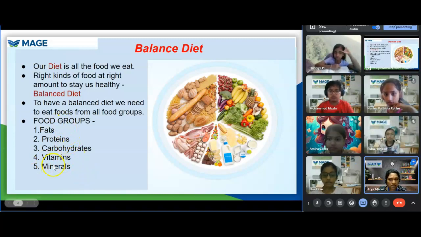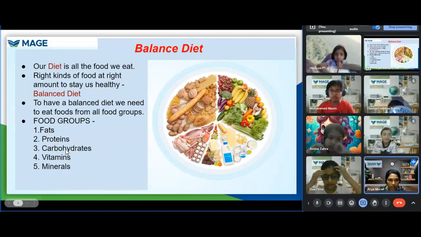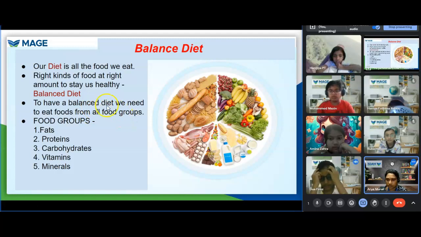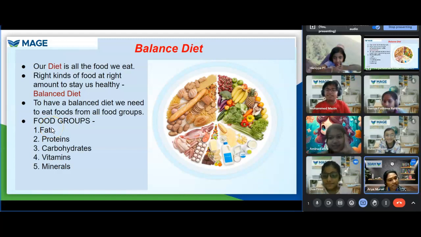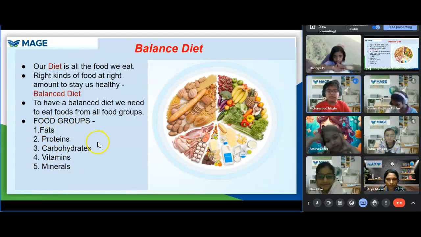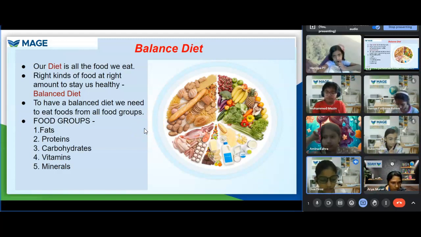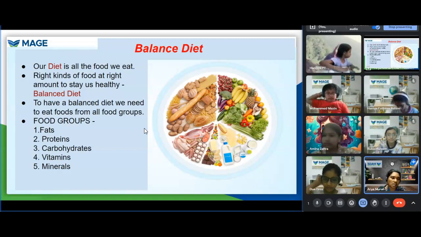I think you can see the names in the slide, right? So don't get in a hurry, we will learn each one separately. Okay, there are five food groups in your textbook. For a balanced diet, we have to eat food from all the groups in the right amount. So Ruba, we were discussing the balanced diet. A balanced diet is the right kind of food that we eat in the right amount.